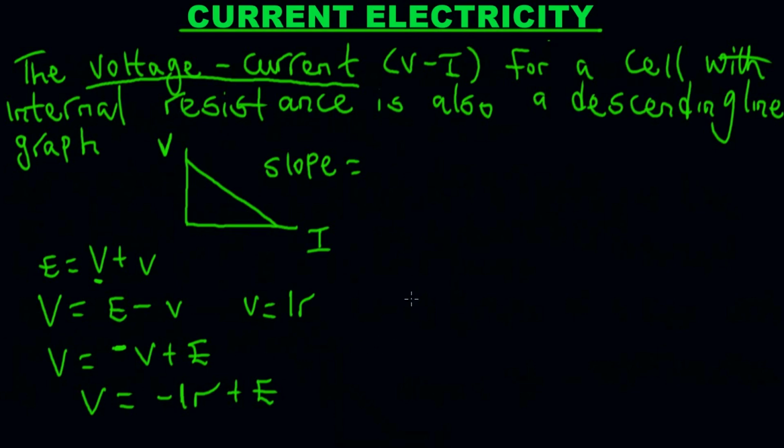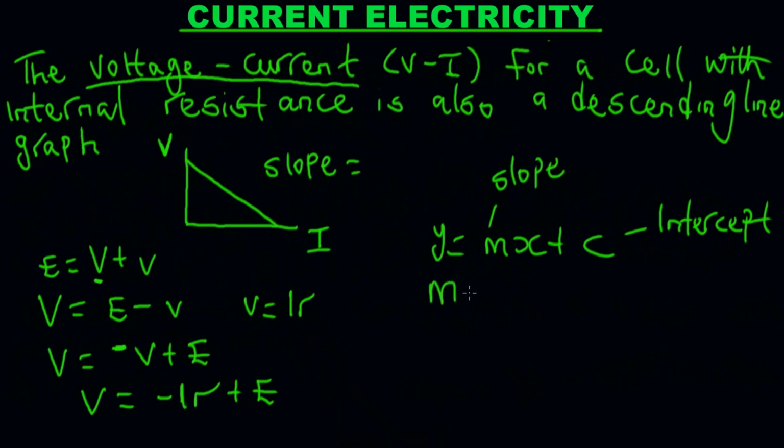So what did you notice here? If you compare it to the equation of a straight line, which is y is equal to mx plus c, this being our intercept as said, and this being our slope, you can see that m here is equal to minus R, and our intercept is equal to our E.M.F. So the graph of this voltage against current has a negative slope of minus R, and the intercept on the V-axis is E, which is our E.M.F.